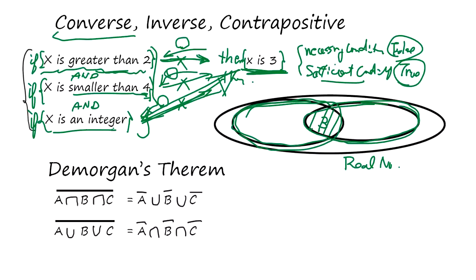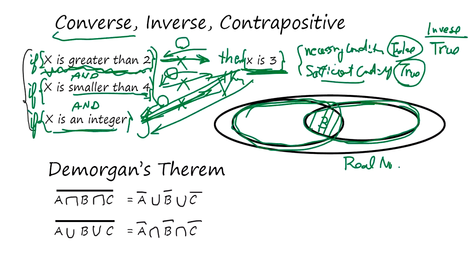Now let's consider the inverse. Necessary condition: x is greater than 2. If x is not greater than 2, x is not 3. That's correct. You deny everything above 2, so x cannot be 3. So the inverse of a necessary condition is true. The same thing here: if x is not an integer, then x is not 3. That's correct. But the inverse of a sufficient condition, x is 3, then x is not an integer.